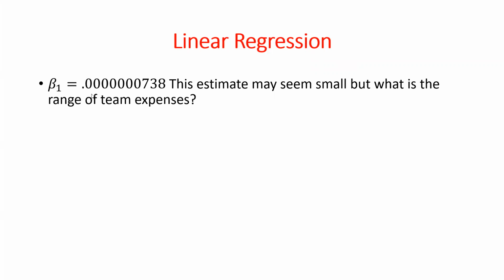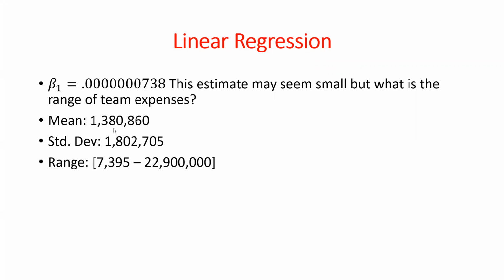So that's a pretty small estimate, right? But I already mentioned, well, that's the effect of $1. If I'm thinking about, on average, these schools spending over $1 million, and the standard deviation is almost $2 million, it wouldn't be unreasonable for a team to go up half a standard deviation, which would be $1 million, right?